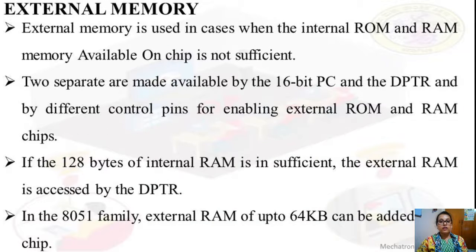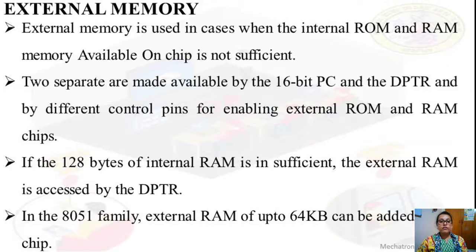So next is external memory. External memory is used in cases where the internal ROM and internal RAM available on chip are not sufficient. Two separate memory spaces, ROM and RAM, are made available by the 16-bit program counter and the data pointer, and by different control pins for enabling the external ROM and external RAM chips. If the 128 bytes of internal RAM is insufficient, then the external RAM is accessed by the DPTR, the data pointer. The program counter and data pointer are all special function registers, which I will be explaining in the next class.